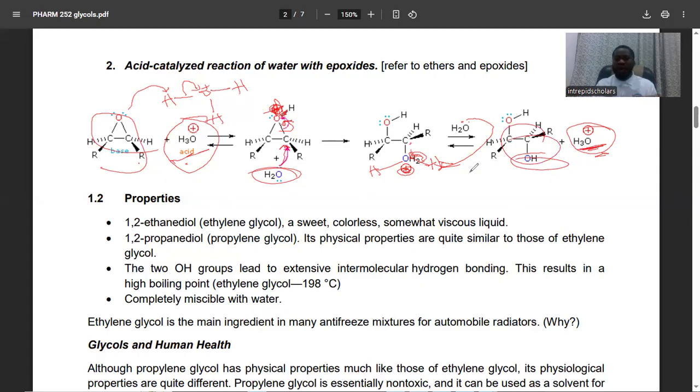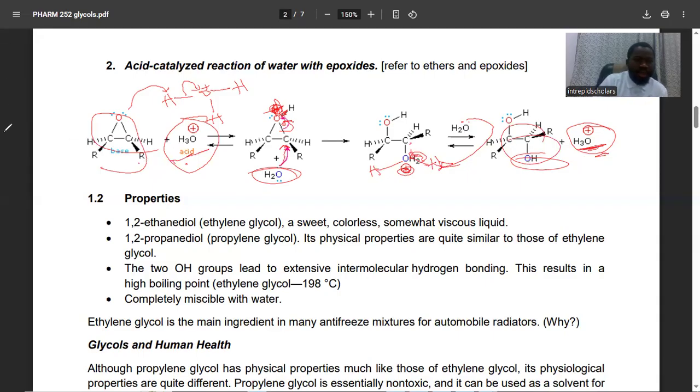Now, if you want the comprehensive mechanism, you have to split it up just as I did. Because even though this is a mechanical pathway, there are some parts which are condensed. Good. So this is the second way. We can hydrate epoxides to what? To form glycols, acid catalyzed hydration of epoxides.